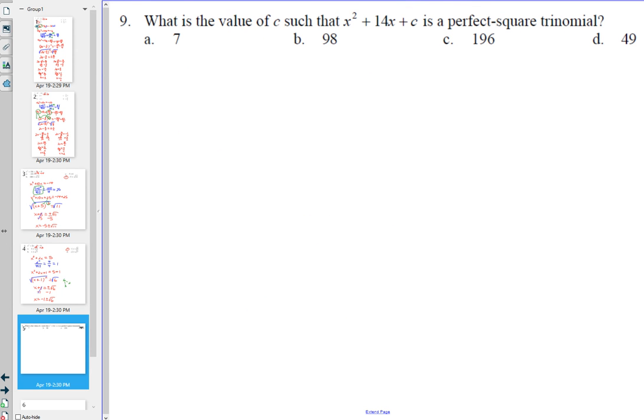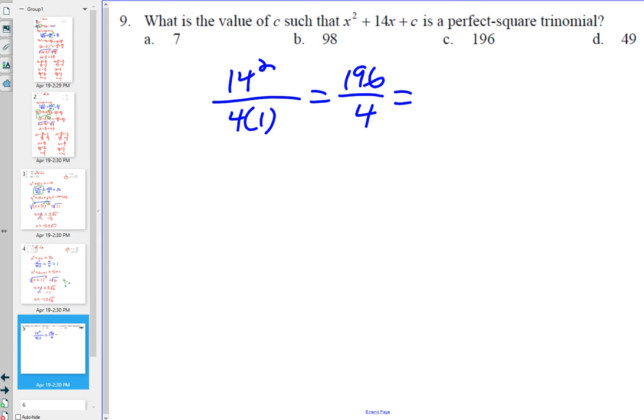And then these, which, I mean, this one, 55% of you got wrong. The next one, 54% of you got wrong. And I just don't get it, because here all you have to do is complete the square. There's no need to solve. So this is just, do you know the formula? 14 squared over 4 times 1. This is 196 over 4, which is 49. Bam. We'll see some of these tomorrow.